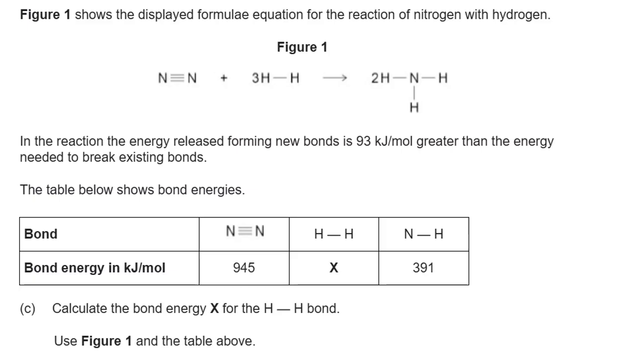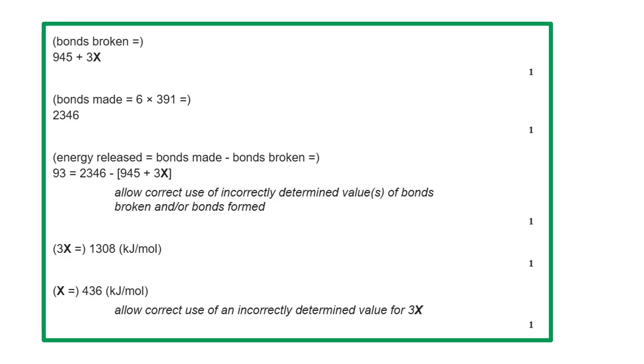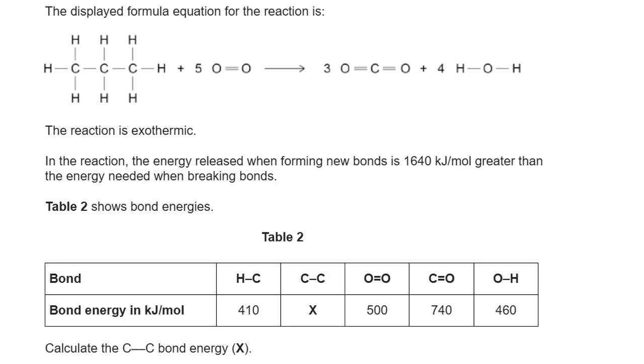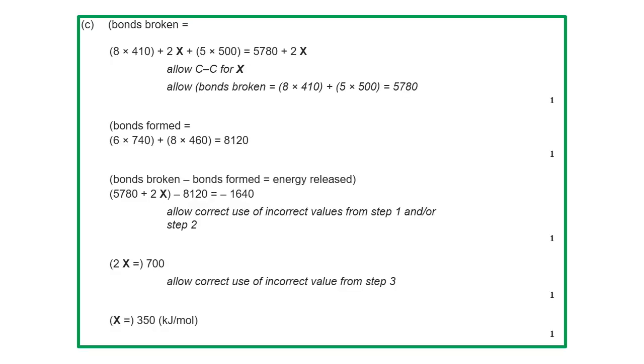Have a go at this exam question. Pause the video so you have time to answer. Mark scheme is on the slide. If you got a final answer of 436 kilojoules per mole, you will have done it correctly. At this exam question, make sure to pause the slide so you have time to answer. The mark scheme for the final question. If you got 350 kilojoules per mole, you are correct.